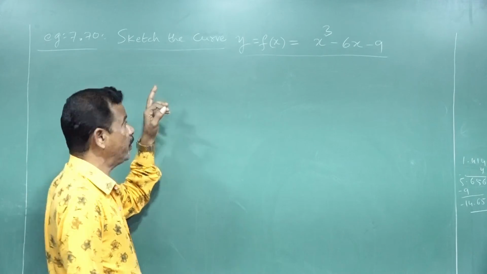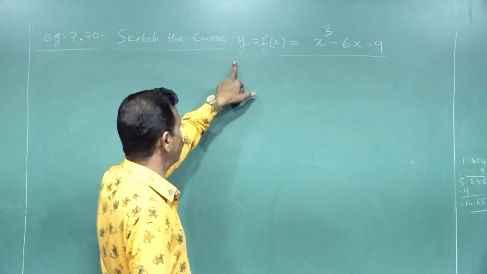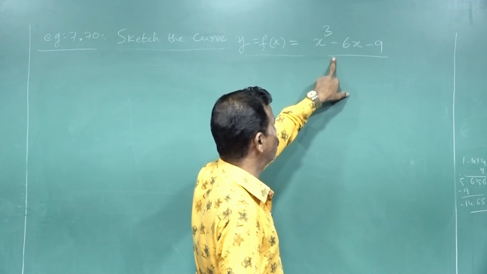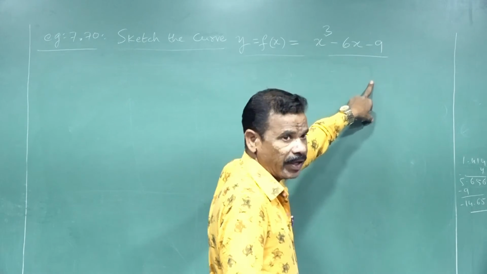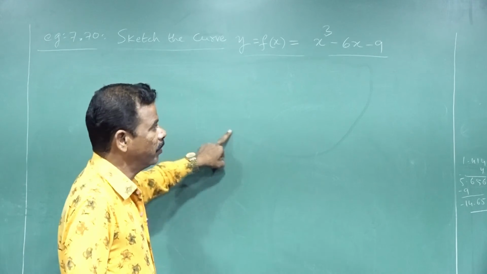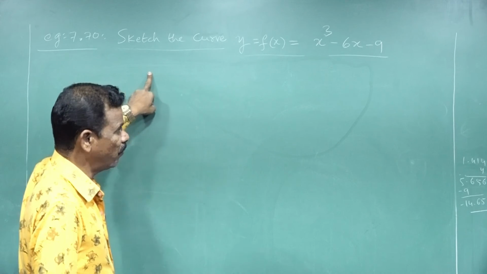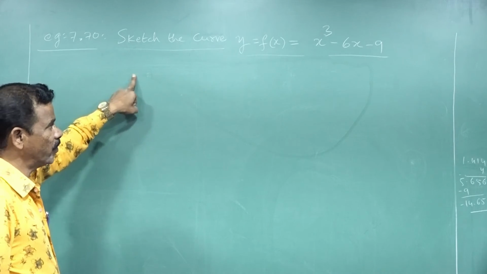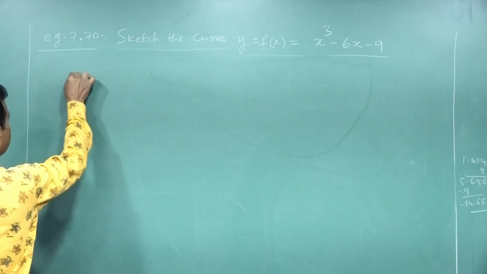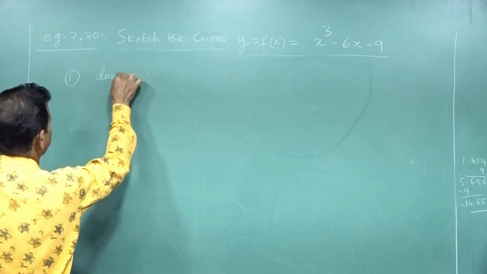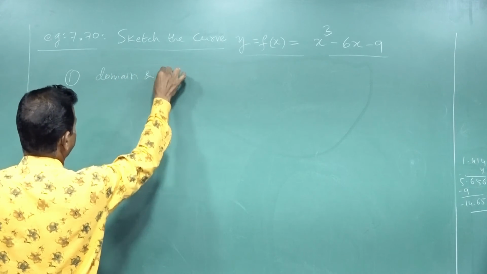Next, 7.70: sketch the curve y equals f of x equals x cubed minus 6x minus 9. For this curve, first we find the domain and range of the function. Number 1, domain and range.